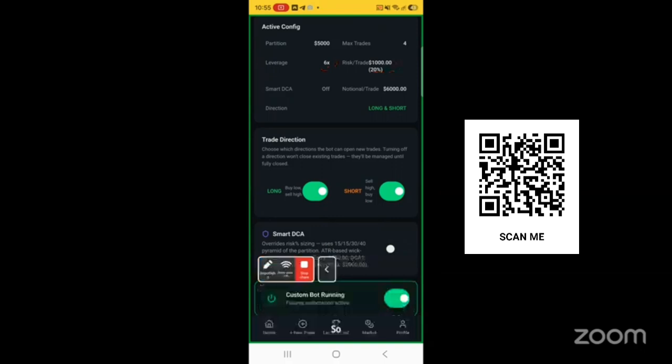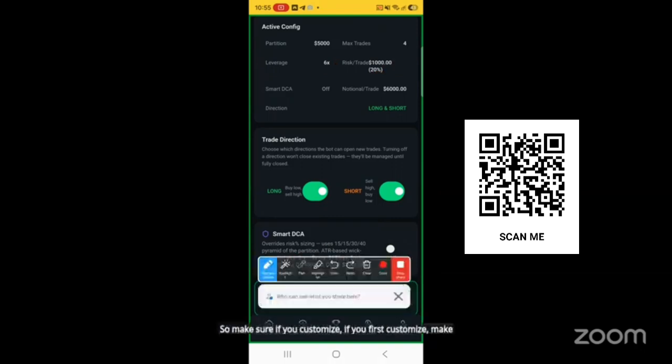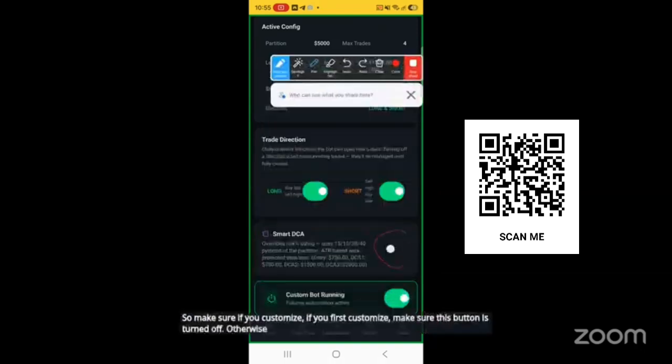So if you customize, make sure this button is turned off. Otherwise, you will be caught. You're telling it to use maybe $50, and you see it putting in 150.